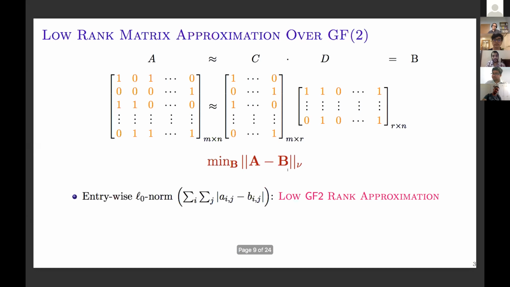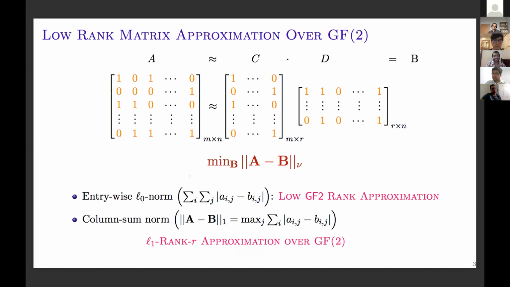Two of the most popular ones you can think of: first, the entry-wise L0 norm of A minus B, that means the number of entries mismatching between A and B. That could be somewhat analogous to the Frobenius norm in the case of reals. And something analogous to the spectral norm could be the column sum norm, where we want to minimize the maximum number of ones in a column of A minus B.